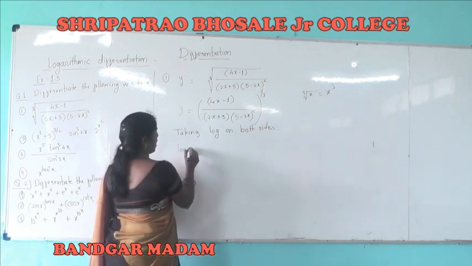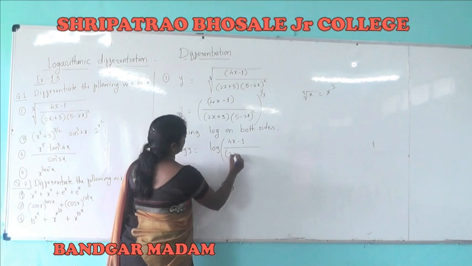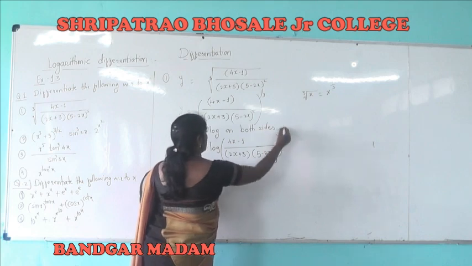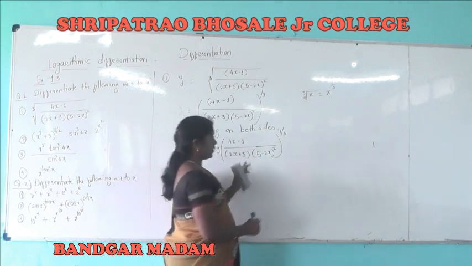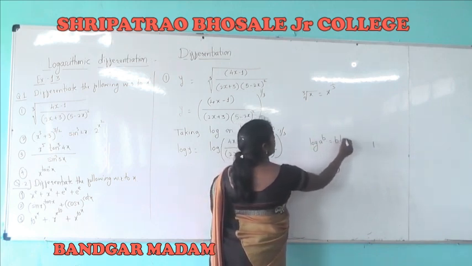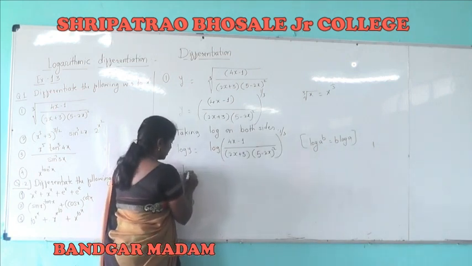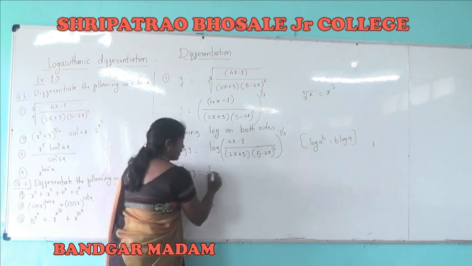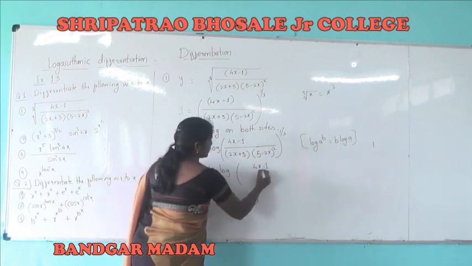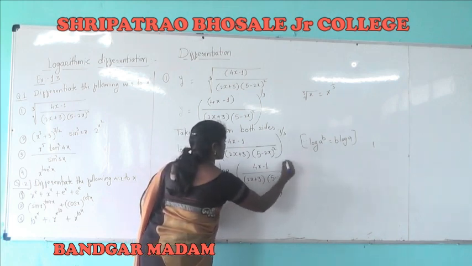we get log y is equal to log of (4x minus 1 upon 2x plus 3) into (5 minus 2x) bracket square raised to 1 by 3. Now in logarithm we know the property, log of a raised to b is equal to b into log a. So using this property we get log y is equal to 1 by 3 log of (4x minus 1 upon 2x plus 3) into (5 minus 2x) bracket square.